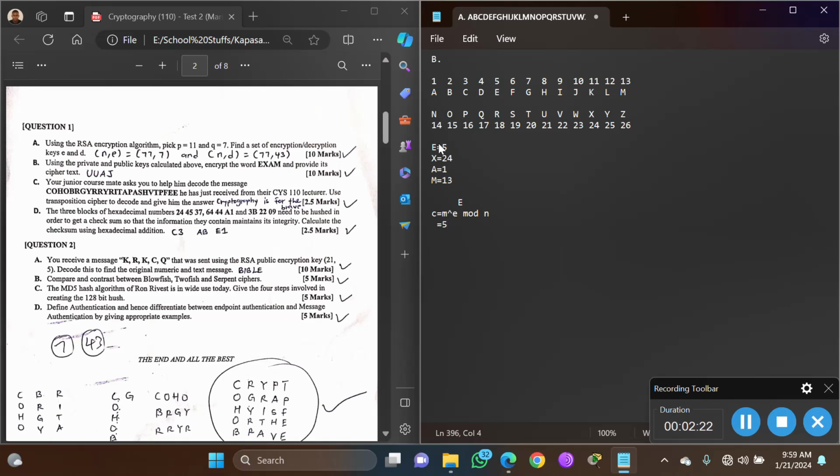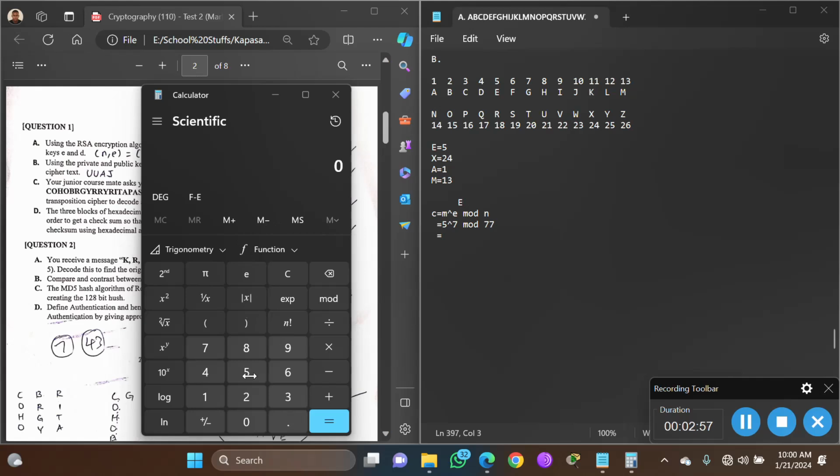Then we have the power e. Based on our answers, e was 7. We got e as 7 from the previous question, which was A. Then we say mod N. N was 77 based on our previous question. So we make sure that we continue where we ended. Now let me open my calculator so that we start calculating.